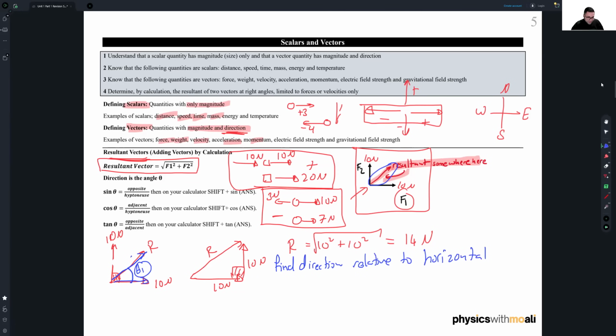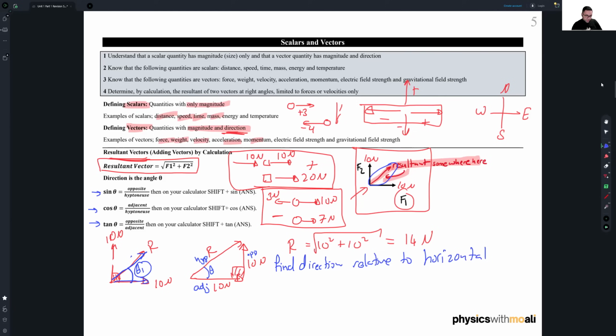Remember how I said this is an angle and trigonometry will work? Your basic trigonometrical functions are sine, cosine, and tan. Sine of the angle is the ratio of the opposite over the hypotenuse. Cosine is the adjacent over the hypotenuse. And tan is the opposite over the adjacent.